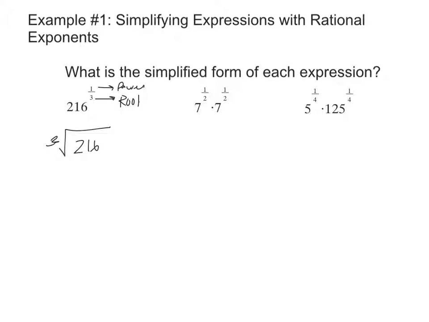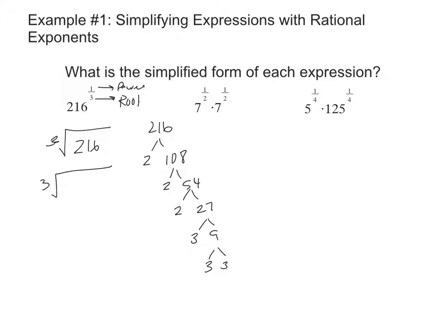All right, so let's break down 216. 216 is 2 and 108. 108 is 2 and 54. 54 is 2 and 27, and 27 is 3 and 9, and finally 9 is 3 and 3. So inside the cube root, we have three 2s and three 3s. If it's cube root, we're doing triples, so a 2 and a 3 will come out, so your answer is 6. So 216 to the 1/3 power is 6. Okay? Let's take a look at the second one.